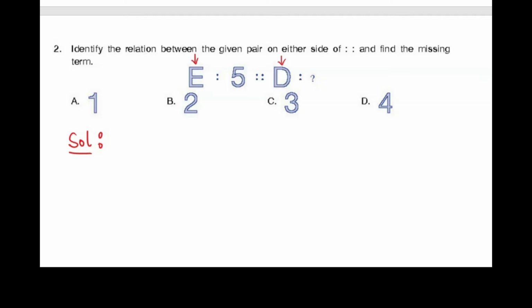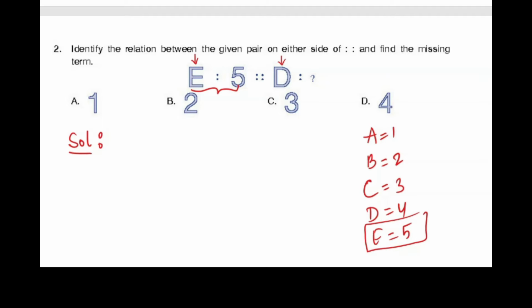Now what will we do? We will relate it to alphabetic order. A is 1, B is 2, C is 3, D is 4, E is 5. So E is related to 5. So what will D be? D will be 4. It is alphabetical numbering. So D is 4 as it comes at the 4th position in alphabetical order.